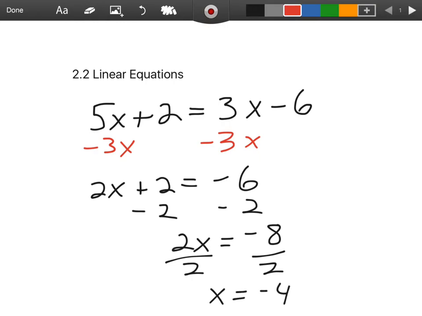Whenever we have a single solution like this, it is called a conditional equation. Conditional, because the condition for this to work is if x equals negative 4. Anytime we have a solution, it's conditional. There are chances for them to not have a solution, and they have other names. Another type we encounter is called inconsistent. Here's an example of one like that.